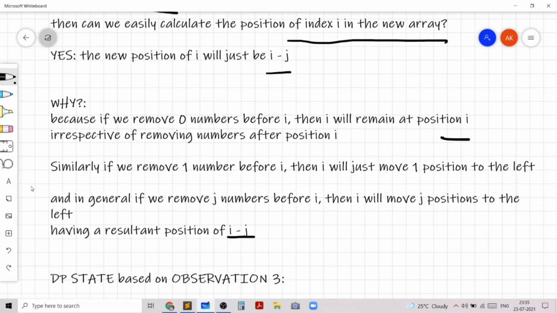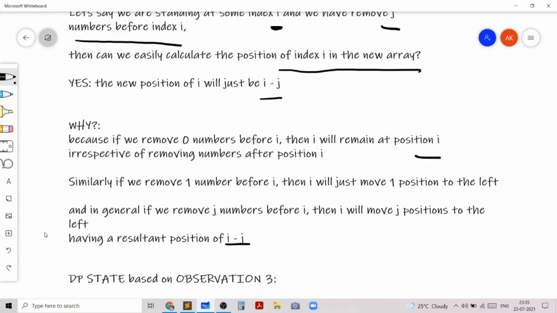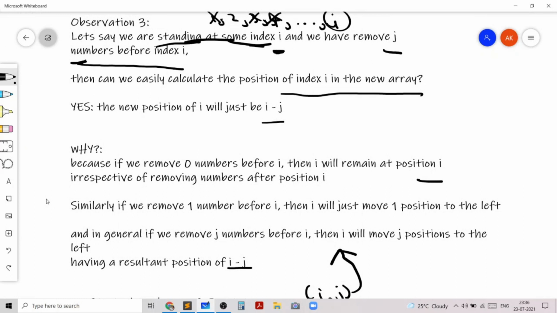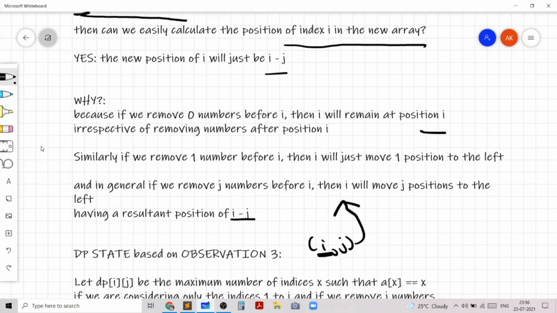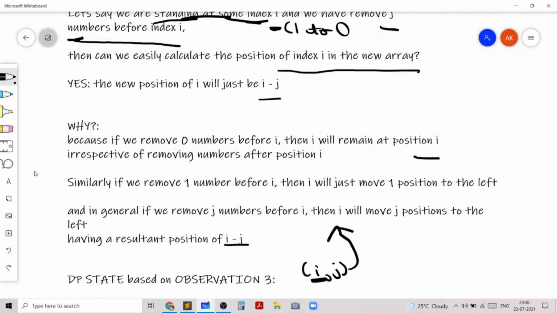So our DP state will basically contain the exact same two parameters I and j, which I have made in observation 3. So I represents the position where we are standing at, and j represents the number of numbers which we removed before index I. We are considering numbers from 1 to I, the indices from 1 to I, and we remove j numbers before index I. So that means, let's define dp[i][j] to contain these two parameters.